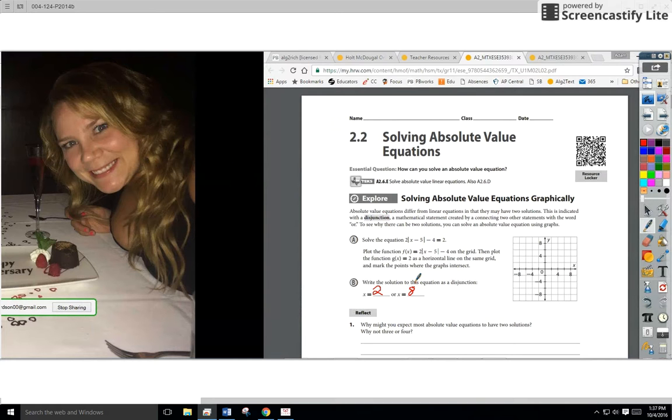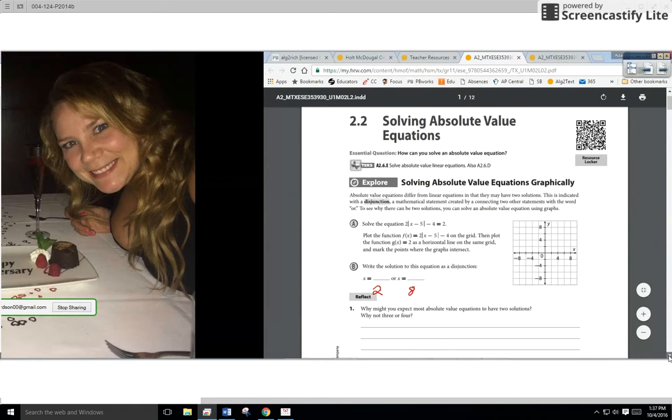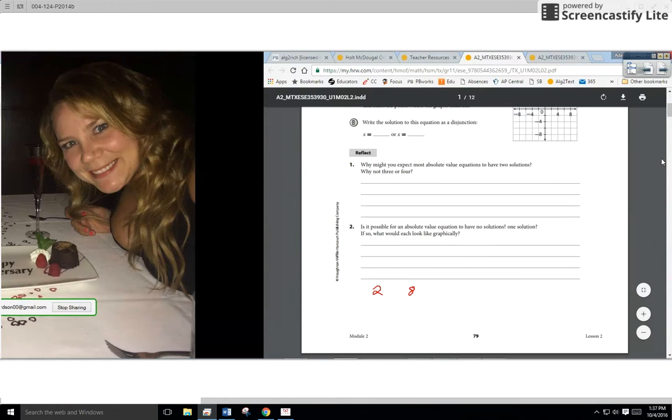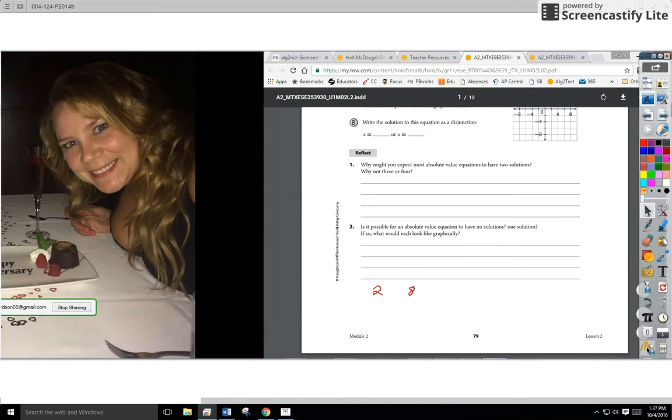Now then, again, the thing about this is that this method for solving an equation will work no matter what it is, whether it's an absolute value or a quadratic or a cubic or whatever kind of function it is. You can use this method to solve it. Okay, so a good question is asked here below this on the reflect number 1. Now this one had 2 solutions. Would you expect most absolute value equations to have 2 solutions like this?